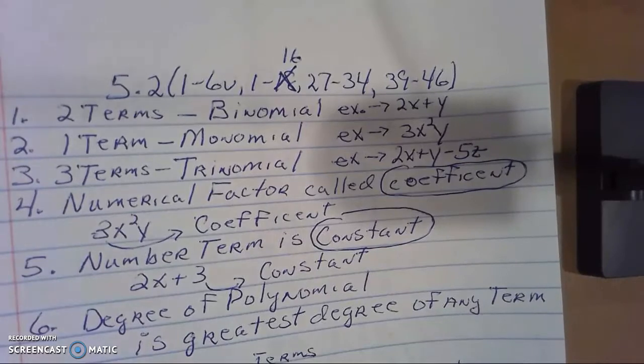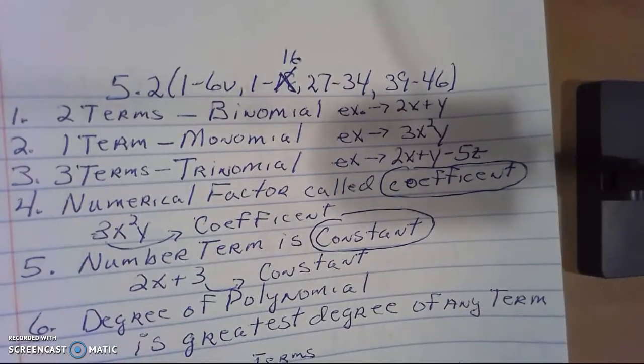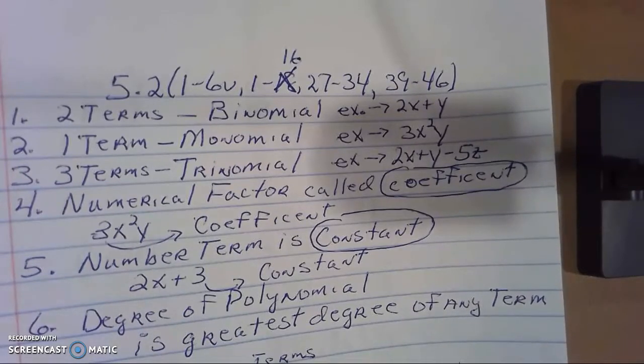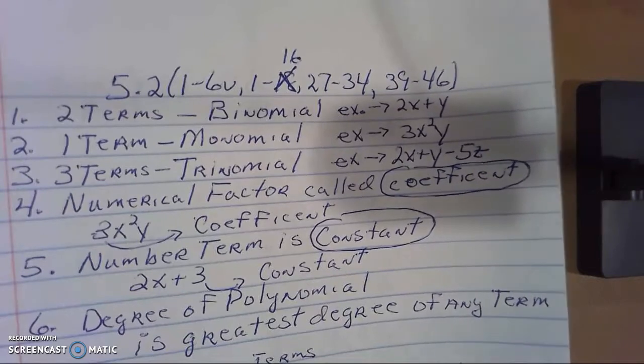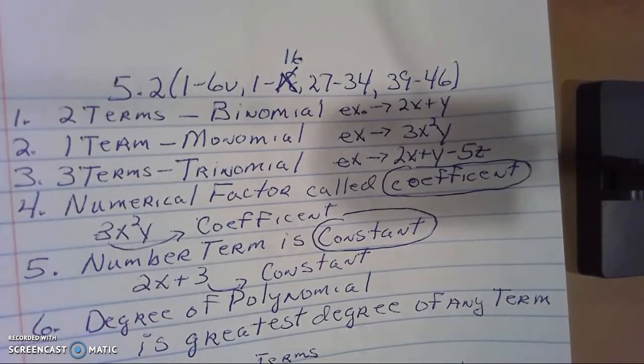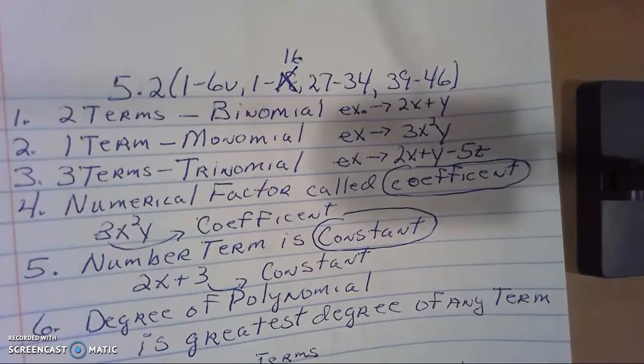Number 3, three terms, trinomial. 2x plus y minus 5z. The plus and the minus separate them into three terms. Number 4, what is a numerical term? A numerical factor, like on 3x squared y, the 3 is the coefficient.